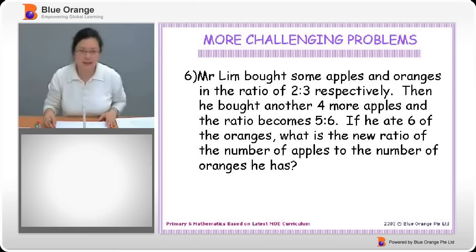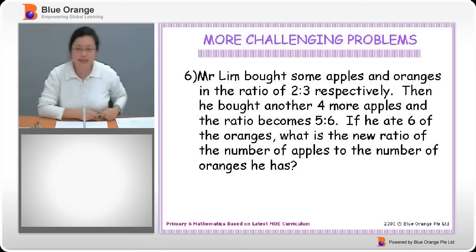Question 6. Mr. Lim bought some apples and oranges in the ratio of 2:3 respectively. Then he bought another 4 more apples and the ratio becomes 5:6. If he ate 6 of the oranges, what is the new ratio of the number of apples to the number of oranges he has?